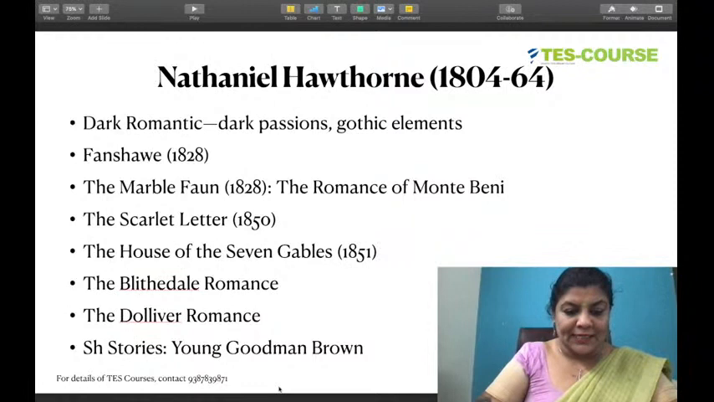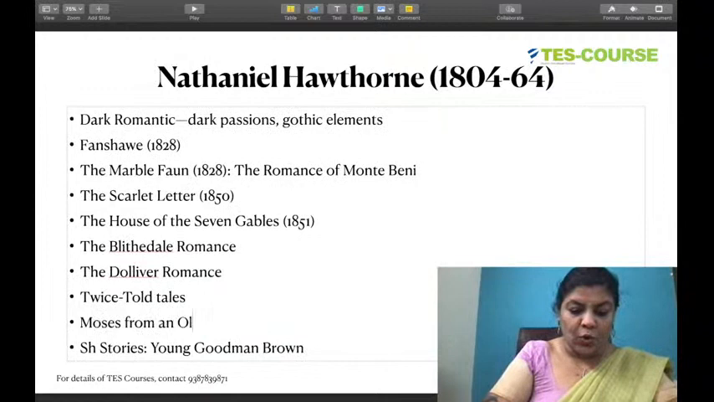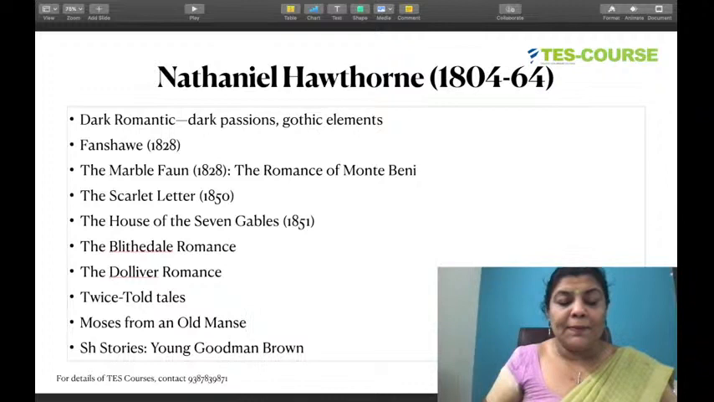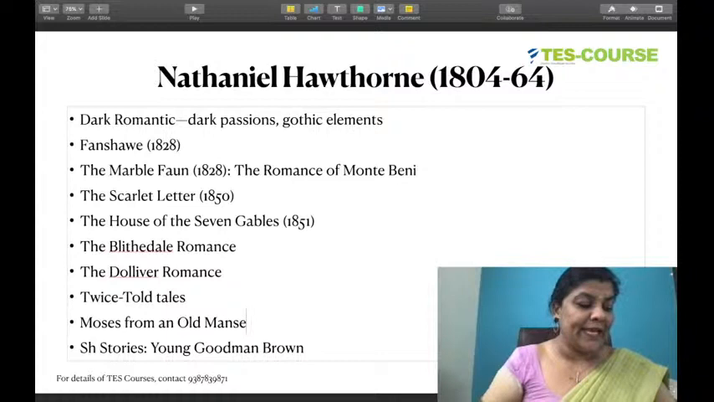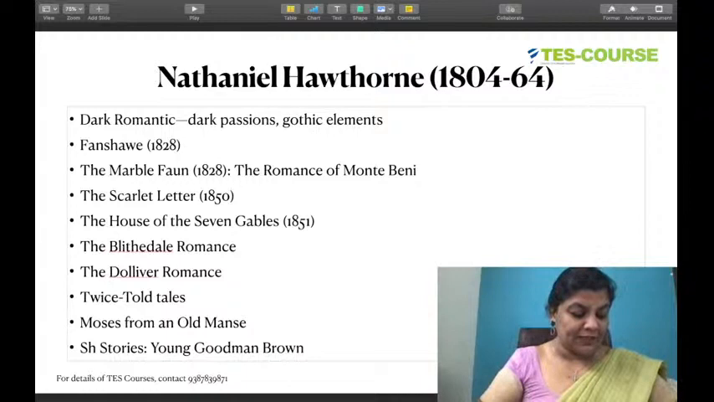Twice-Told Tales, then Mosses from an Old Manse. These are the other works of Nathaniel Hawthorne. Which novel by Nathaniel Hawthorne is about Maule's curse? M-A-U-L-E. Which novel by Nathaniel Hawthorne is about Maule's curse? It is The House of the Seven Gables.